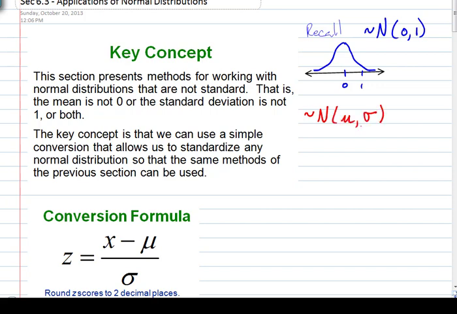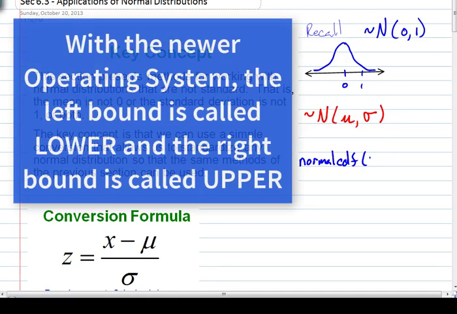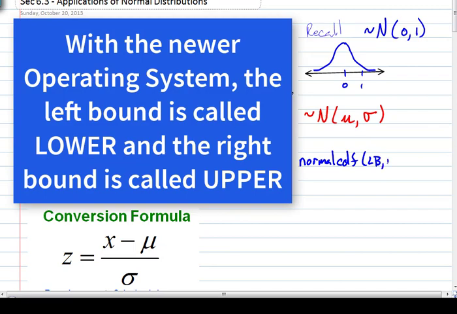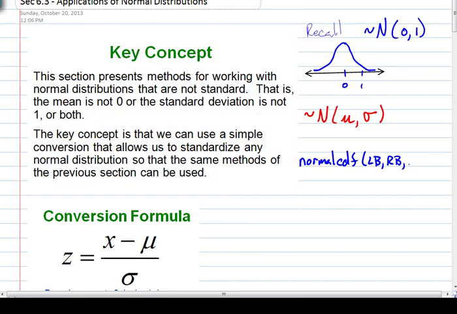So on our calculators, when we had the standard normal distribution, I said you could go to the normal CDF to find probabilities. You use your left bound, right bound, all that good stuff. That's all you had to put in was your left bound and your right bound. Now we're going to be adding to that the mean and the standard deviation. So what we'll be looking at on our calculator is the normal CDF. We'll still use our left bound and our right bound separated by commas, but now we're also going to add in there our mean and our standard deviation for the distribution. That's what's going to be different in this section.